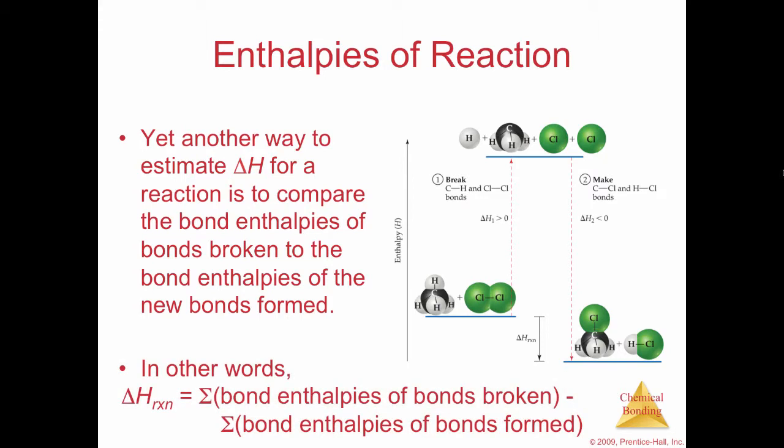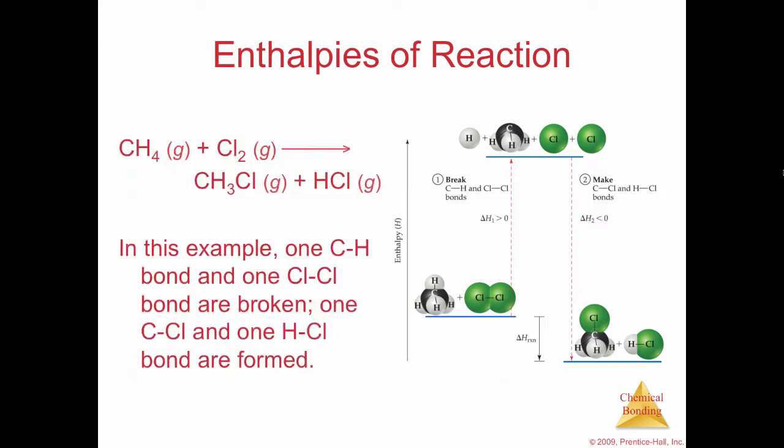In other words, the enthalpy of the reaction is equal to the sum of the bond enthalpies of bonds broken minus the sum of the bond enthalpies of bonds formed. In this example, one carbon-hydrogen bond and one chlorine-chlorine bond are broken, and one carbon-chlorine and one hydrogen-chlorine bond are formed. So we can see that here we have our reactants, our methane and our chlorine gas, and here we have our products.